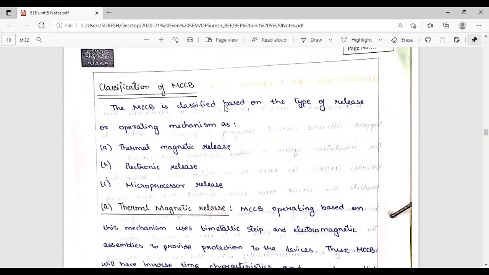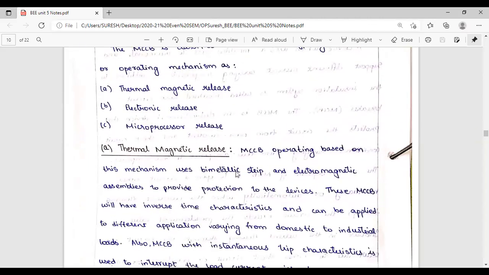There are three types based on the type of release of the operating mechanism: thermal magnetic release, electronic release, and microprocessor release. What does thermal magnetic release mean? The mechanism uses a bimetallic strip, thermal meaning bimetallic strip, and electromagnetic assemblies to provide protection of the devices. Yesterday you saw the bimetallic strip and electromagnetic device. In the electromagnetic device, current is flowing through the coil. Around the current carrying conductor, a magnetic field is developed, which will attract the moving contact so that it will open. That is the thermal magnetic release, whatever was discussed yesterday in MCB.